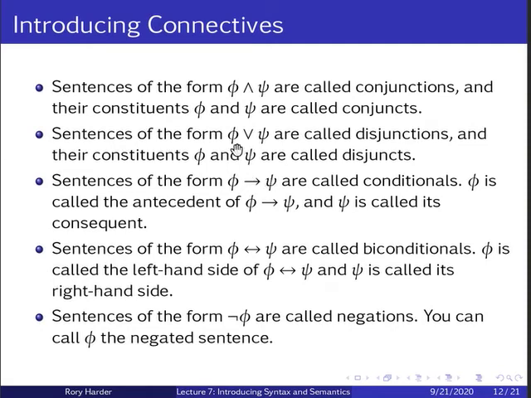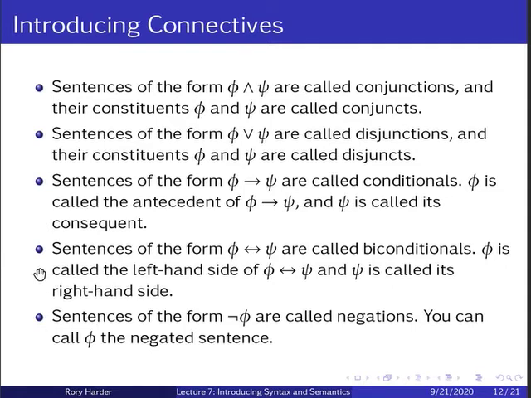Now, similarly, when you have a sentence of the form phi or psi, that sentence is called a disjunction, and the two constituents phi and psi are called disjuncts. When you have a sentence of the form if phi then psi, that is called a conditional, and phi is called the antecedent of the conditional, and psi is called its consequent.